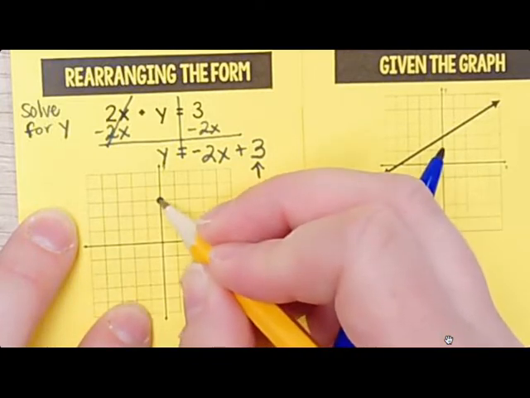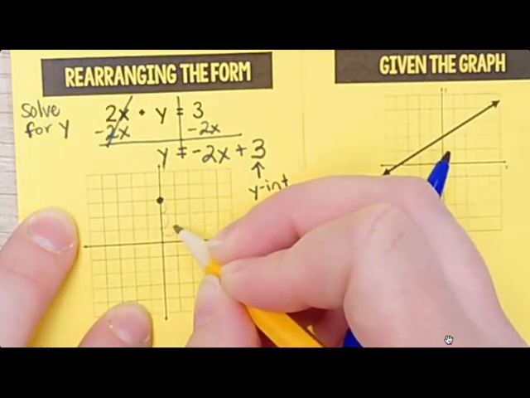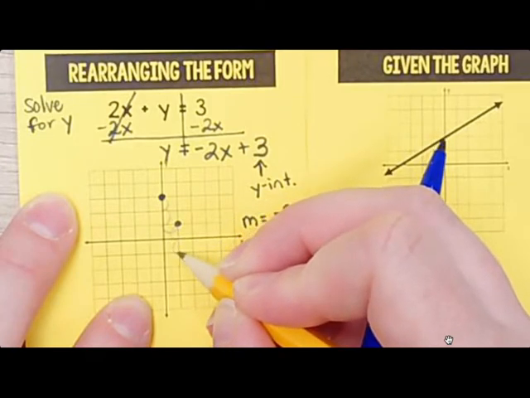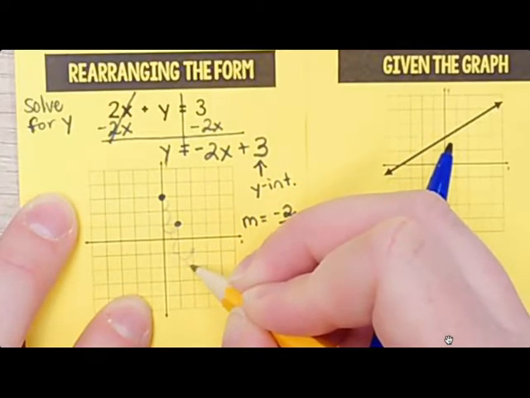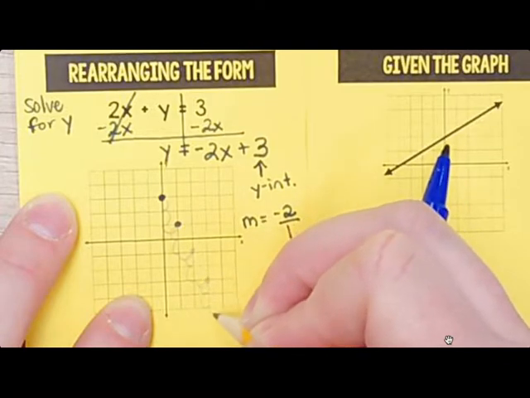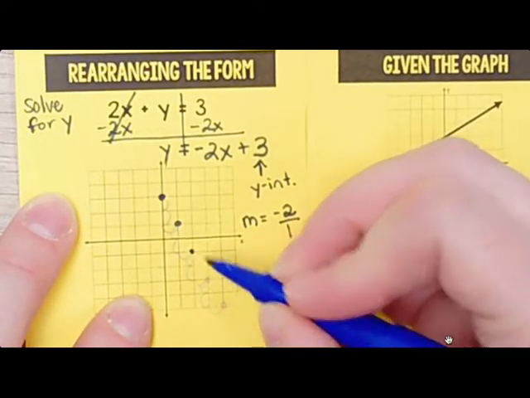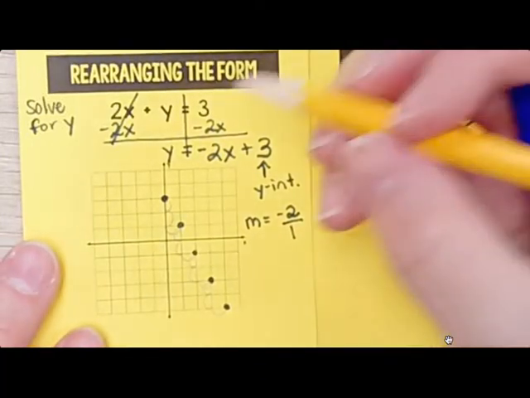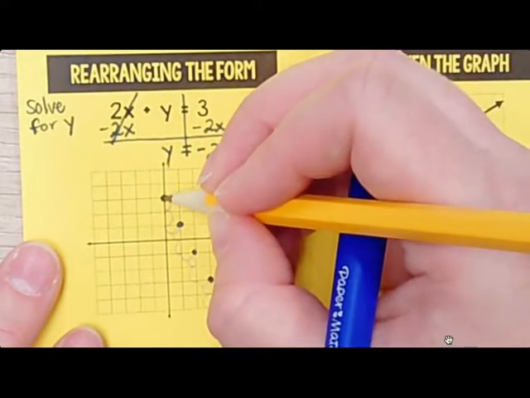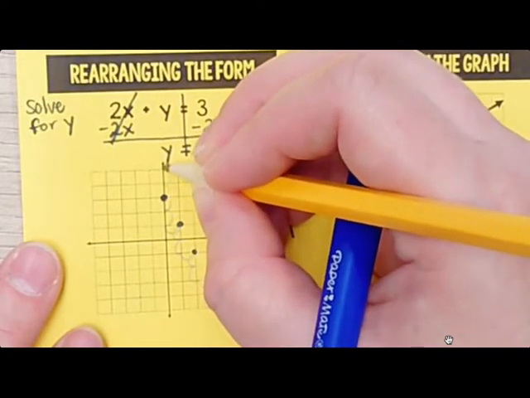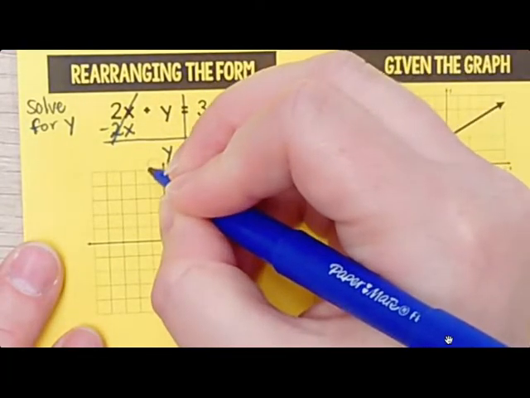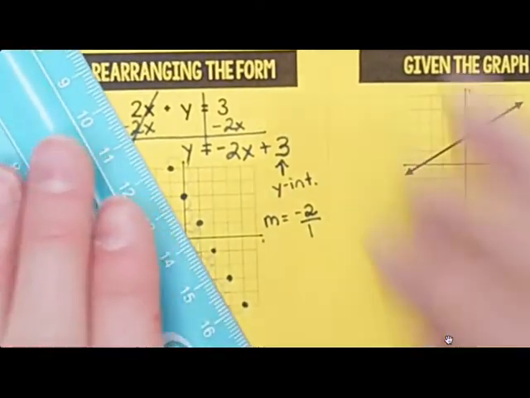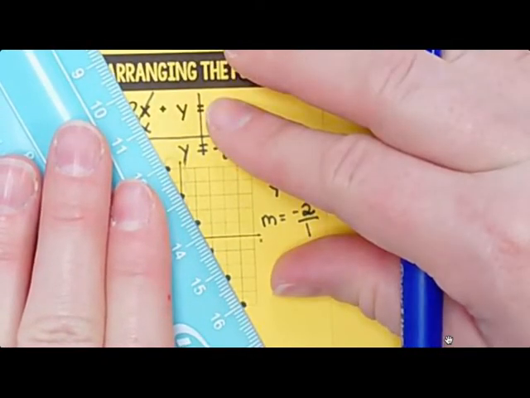So that means we're going to go down 2 and over 1. Do it again. Down 2, over 1. Down 2, over 1. Then if I want the other point that's up here, instead of down and right, I'm going to go up and left. And see how it's all in line? If it's a linear function, linear equation, it should all be in a line. Now connect your dots to make that line.